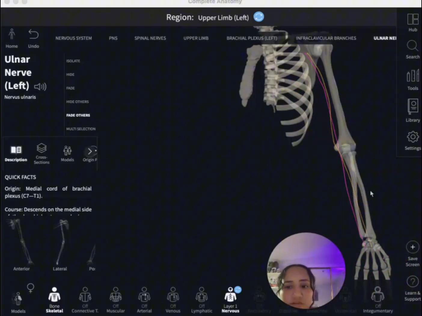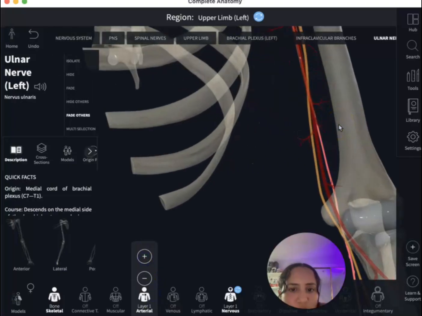The course of this nerve is that it descends on the medial side of the brachial artery, and then it pierces the medial intermuscular septum to enter the posterior arm, which would be the back of the arm, and then the palmar aspect of the hand. If I were to bring up the brachial artery again, you would be able to see how it runs medially of it. So the ulnar nerve runs medially, and then the median nerve runs posterior to it.